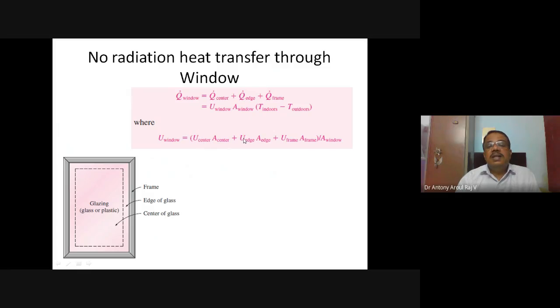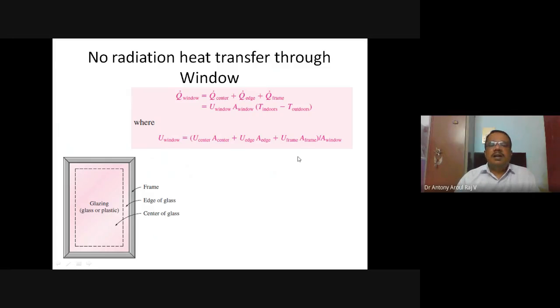I'm calculating U for the center, U for the edge, and U for the frame. Then I am multiplying by the corresponding area and dividing by the total area of the window. Because of that, I am getting the overall heat transfer coefficient for the window. That is what I am using it for, and that is how to use it.